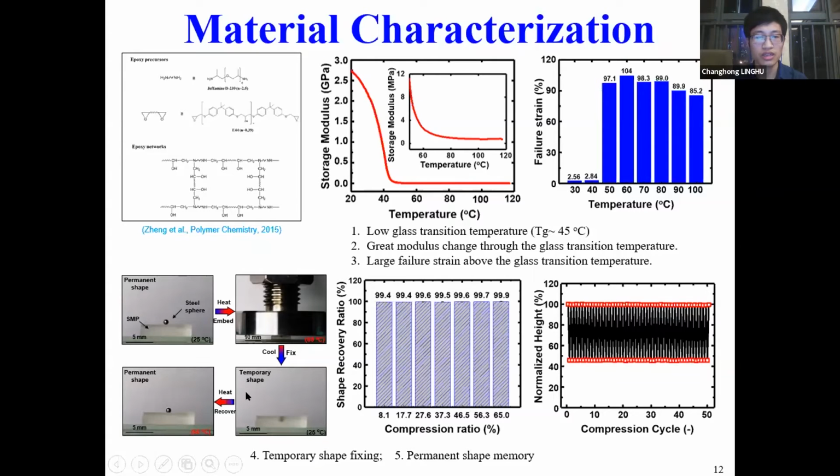And for the shape recovery, the SMP can fully recover its original shape under really large compression ratio. The recovery ratio can be more than 99%, even at a large compression ratio of 16.5, and it can also fully recover the original shape under repeated compression.